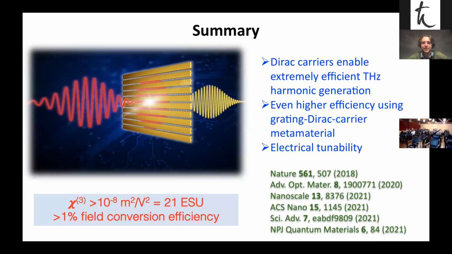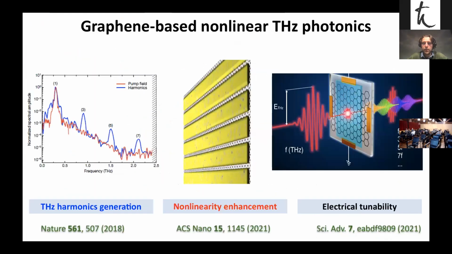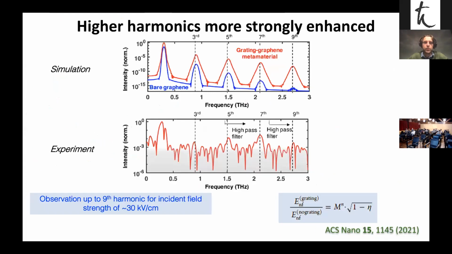Short question for me. Could you please show the data with the metamaterials and graphene, with the metal grating, when you show the ninth harmonic? This one, yes. I am just wondering why the third harmonic looks lower than the fifth and seventh one.